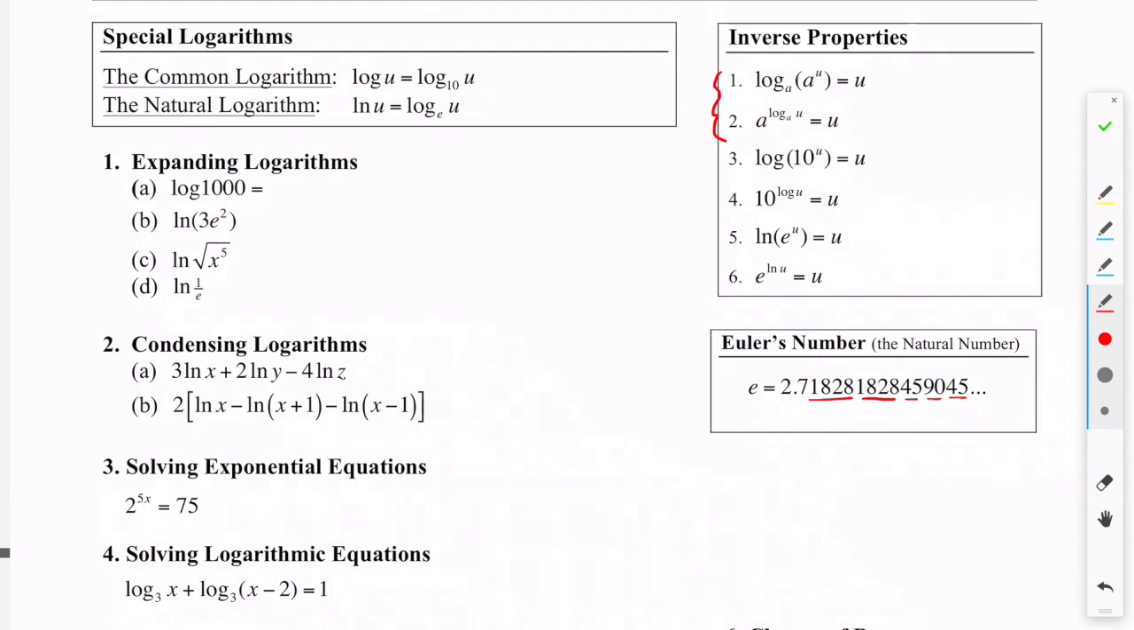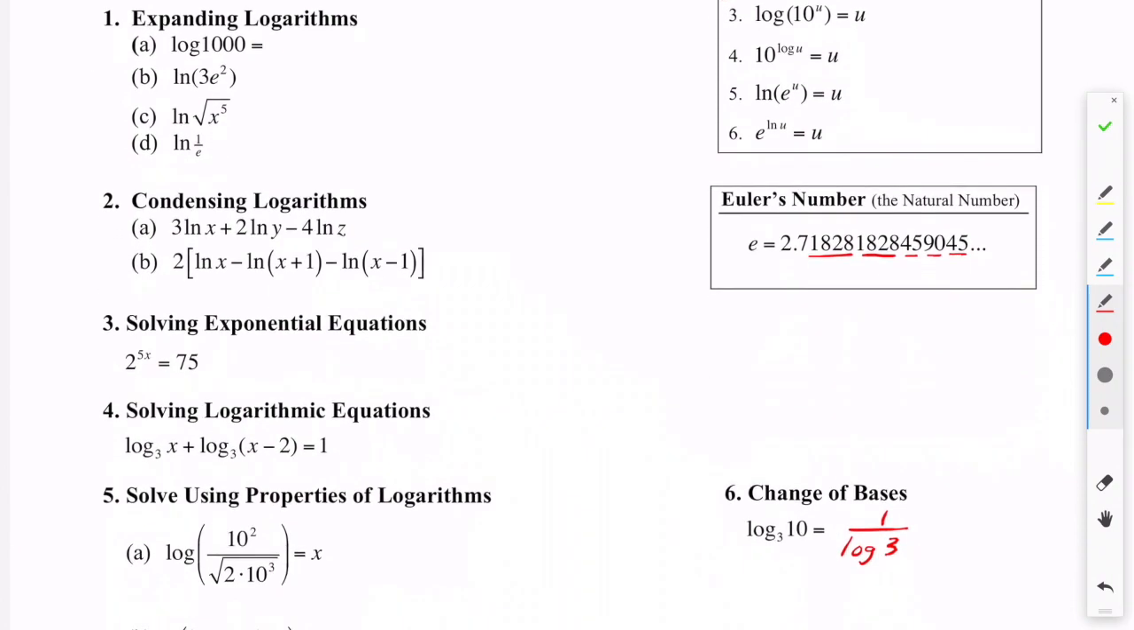All right, now that's enough review here of the properties. Let's jump into some actual examples. Number 1, I say expanding logarithms. Now, you might be wondering, how can I expand this logarithm? Expand means kind of write out as multiple expressions here, as multiple logarithms.